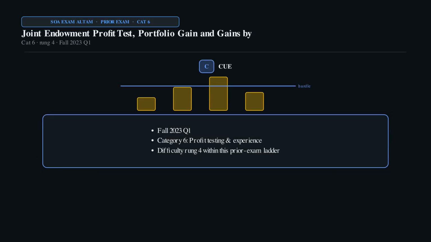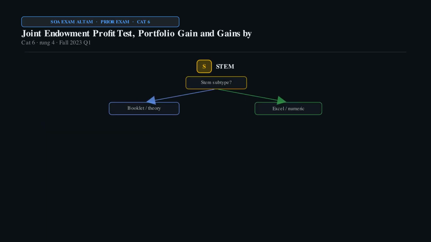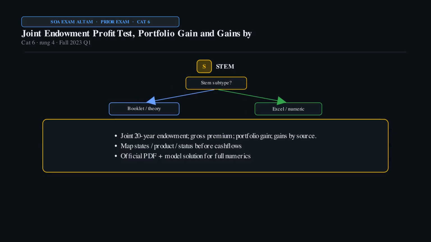Fall 2023 Question 1. This sits in Category 6, Profit Testing and Experience, difficulty rung 4 on the prior exam ladder. Recognition Q, Profit Cash Flow Vector Signature, NPV/gains. STEM Focus, Joint 20-Year Endowment, Gross Premium, Portfolio Gain, Gains by Source.